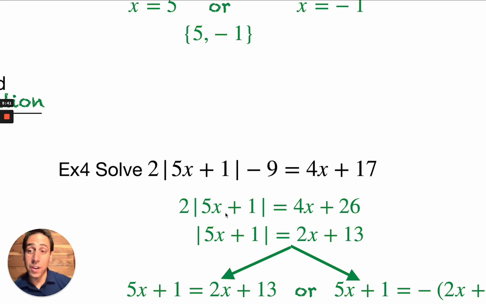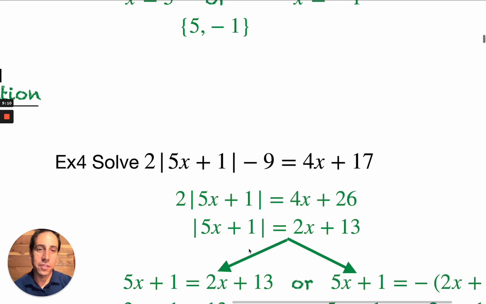Now remember, you have to divide all the terms on both sides by 2, and it gets a little tricky because this entire absolute value is treated like a parentheses. This is one giant term, equals 4x, second term, 26, next term. So you have to divide all the terms on both sides by 2, so you don't accidentally divide just the 5x or the 1 by 2. This is one giant term. So the absolute value of 5x plus 1 is equal to 2x plus 13.